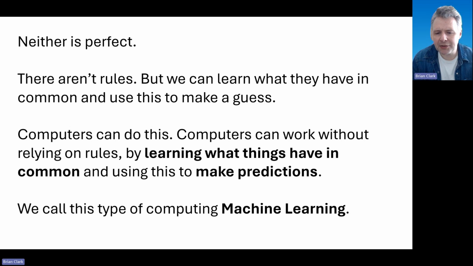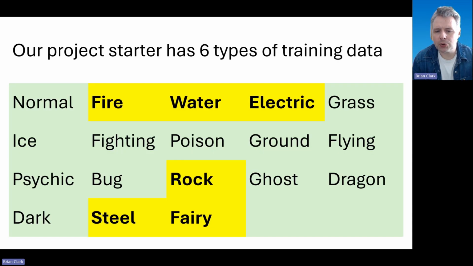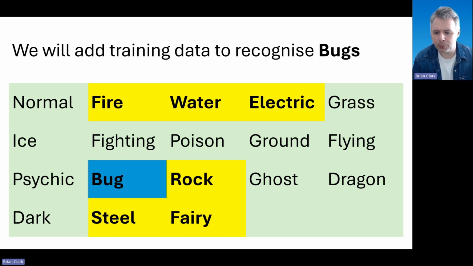So to categorize our Pokemon, it could take a long time. There are over 1,000 Pokemon, but we're going to just use a few. So the ones that we're going to be using during this session are pre-built. The model's been built. It's got some examples of fire Pokemon, water Pokemon, electric Pokemon, rock, steel, and fairy. And what we will do is add some information about the bug type Pokemon. And once we've done that, we're going to train our model, test it, and bring it into Scratch and see if we can have a Pokemon predicting Scratch program.